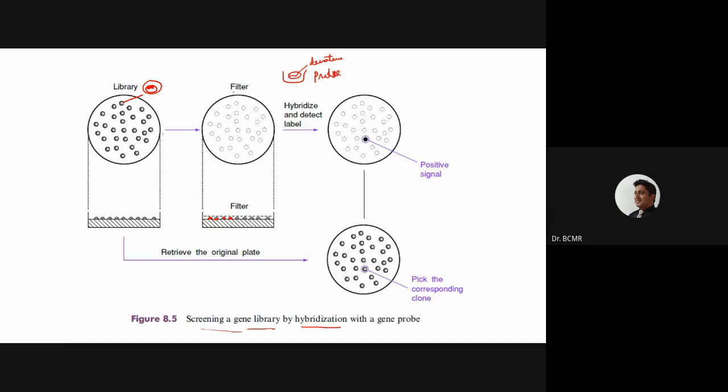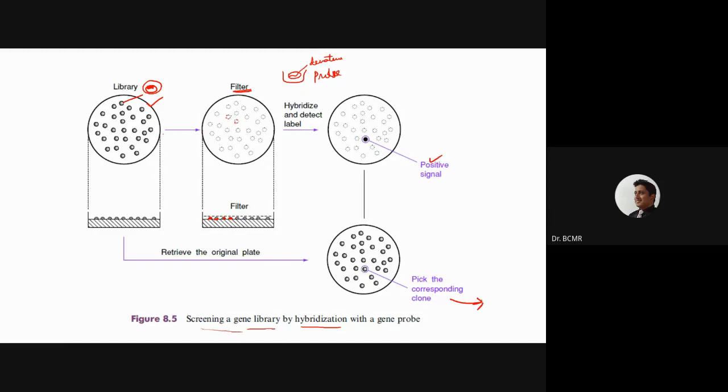So this is a filter. This is the plate on which the library is present. We picked up these colonies such as represented here, and then we have processed it by fixing the cells, lysing open the cells, denaturing, and then hybridization with the probe. Whichever colony gives positive signal, that is the colony that has the recombinant plasmid with the gene of interest. And then we take that and we go for further processing.